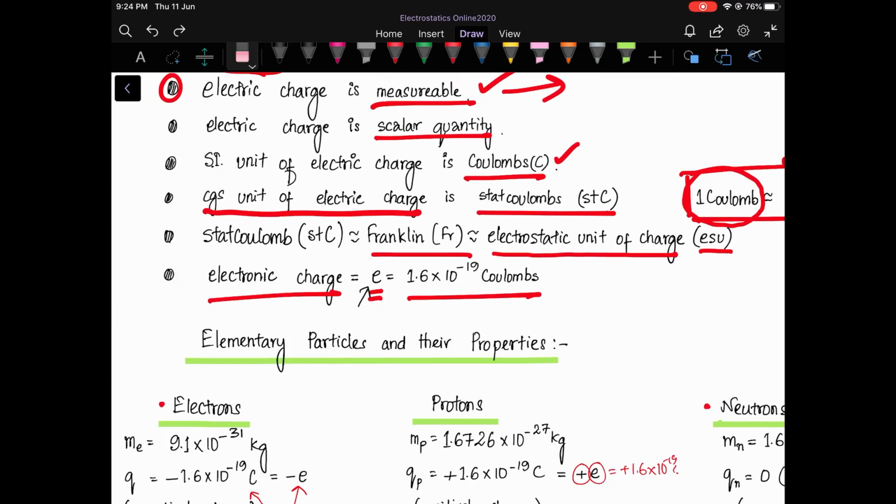And finally, we use the symbol e to represent something called the electronic charge with the value of 1.6 into 10 to the power minus 19 coulombs. We do not have a plus or a minus here. We simply have that number.